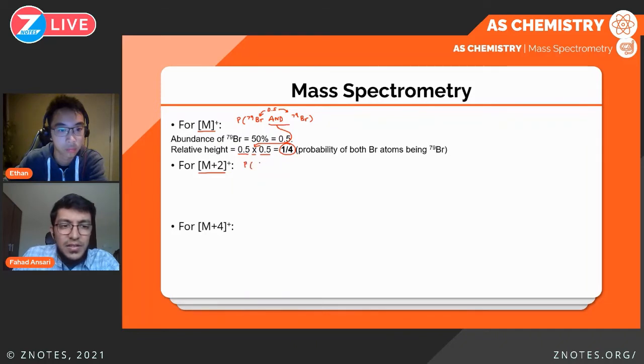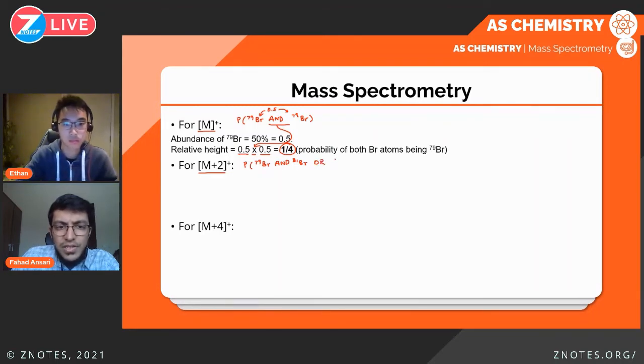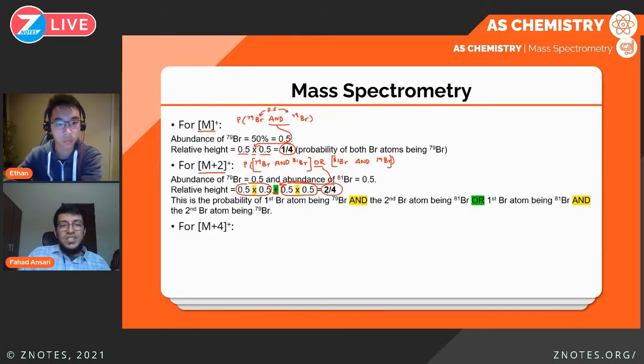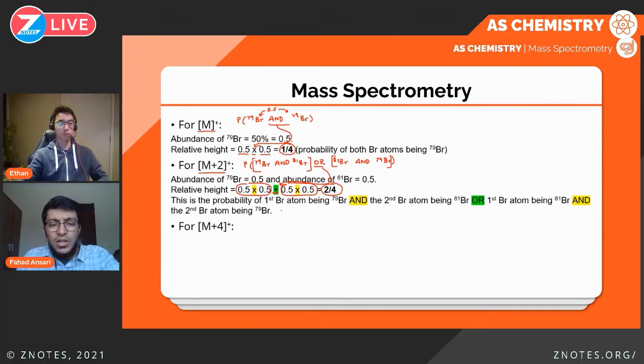So this is going to be the probability of the first atom being bromine 79 and the second atom being bromine 81, or the first atom being 81 and the second bromine atom being 79. So this is going to be this calculation over here. For the first statement before the OR, it's going to be 0.5 times 0.5. And for the statement after the OR, it's also going to be 0.5 times 0.5, because both isotopes are equally abundant. And you have the plus because of the OR, right? And you get 2 divided by 4, which is basically 1 over 2. But I'm keeping this 2 over 4 for later, right?